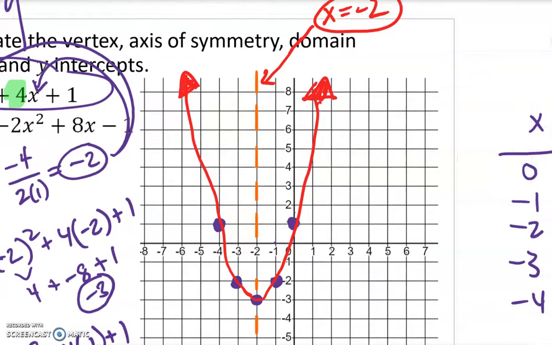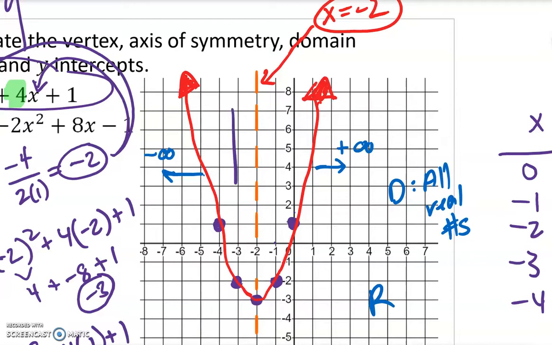Domain and range. This is review from Integrated 1. Domain is x values. So this graph will continue infinitely to the left to negative infinity and to the right to positive infinity. We're only talking about x values, so every single x value is included. So we know that the domain is all real numbers. The range is the y values of the graph.